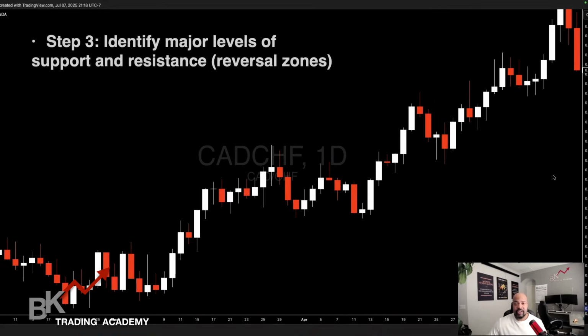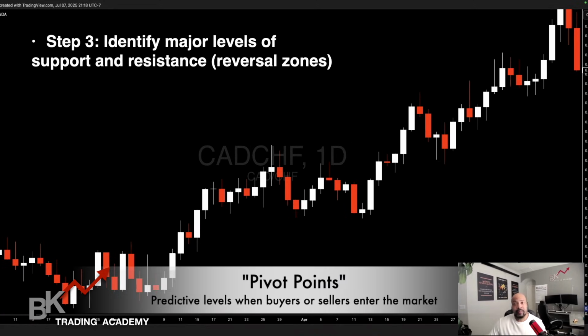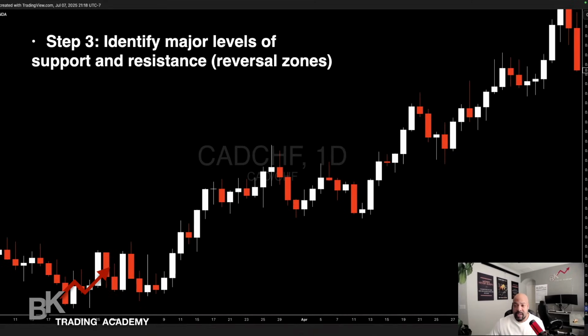Now, let's look at Cash Chef again for this uptrend. Now, step three, identifying major levels of support and resistance. These are reversal zones. And I like to sometimes call these pivot points. Oftentimes, when you go to a higher time frame like the daily or weekly, I want you to look at pivot points. So before we get there, let me show you what I'm talking about here.